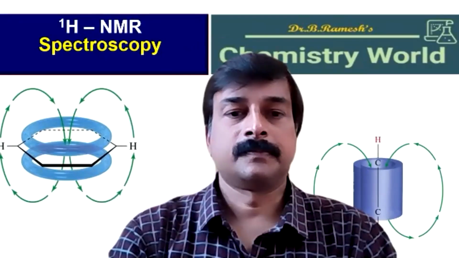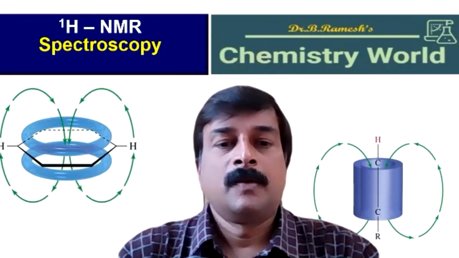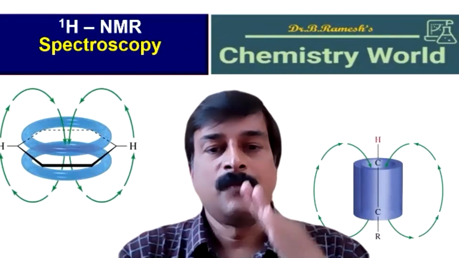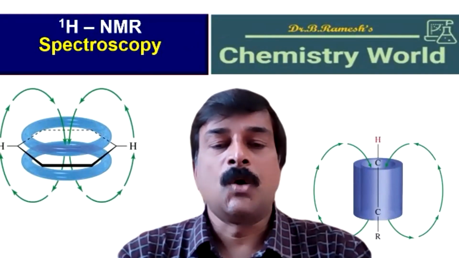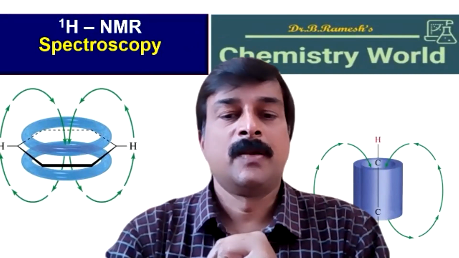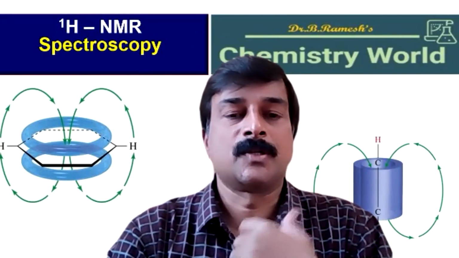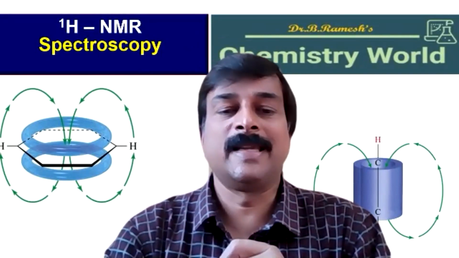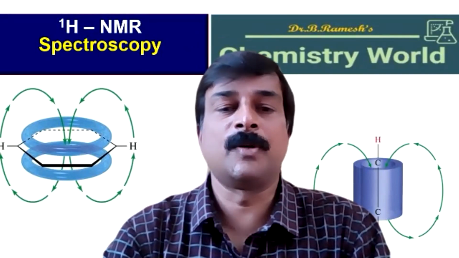So this is something about the number of signals and the integrals. From the number of signals, you come to know how many different types of protons are there. From the integrals, you come to know how many protons of each type there are. This is important information you will get from HNMR spectroscopy. The next video will be discussing more about the chemical shifts, which is again an important aspect.